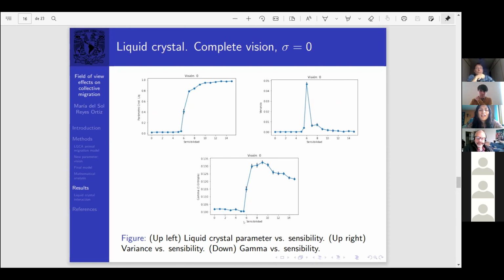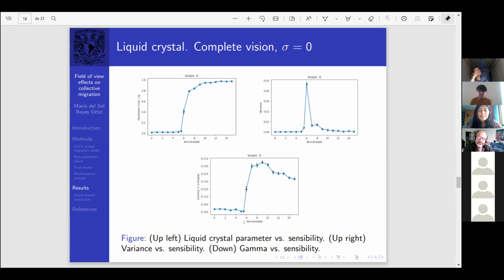As you saw before, we first had our system completely misaligned, and then it started to align into these strips. We can also see this behavior in these graphs. In the upper left graph, we plot sensibility against the liquid crystal parameter. We begin with a misaligned system, so the liquid crystal parameter is 0. Then when sensibility reaches 6, we have a phase transition in which our system stops being misaligned and starts being aligned. We can also observe this phase transition in the second graph, where we plot sensibility against variance, and we have this peak at sensibility equals 6. That means that our system had a phase transition.